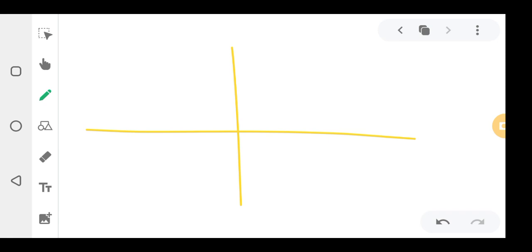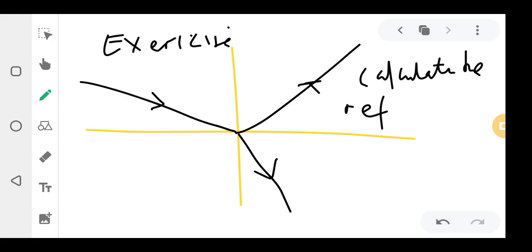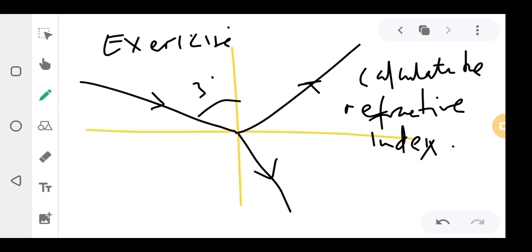So this is the exercise. You can try it out. I'll just write a few questions. So that is the exercise. Calculate the refractive index. So that is 31, that is 40 degrees. That's question 1.